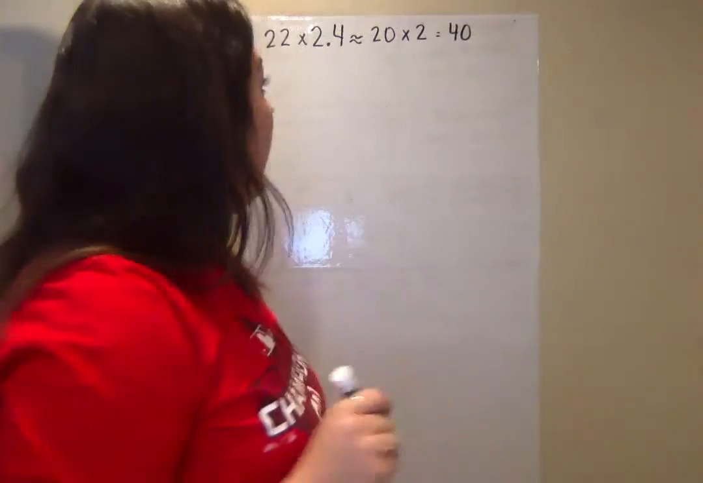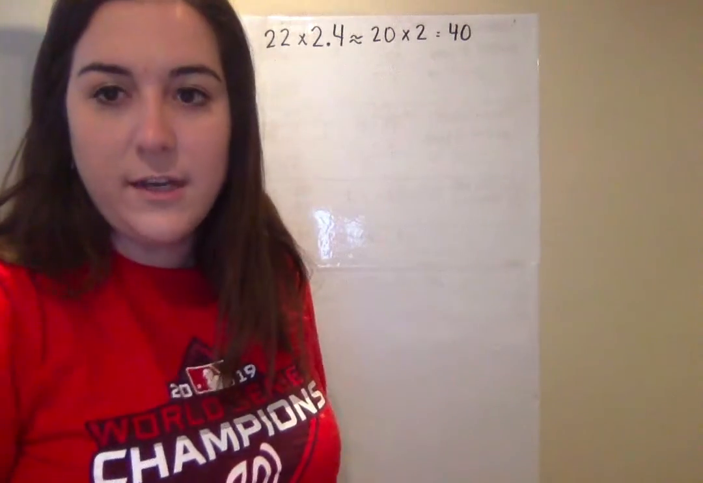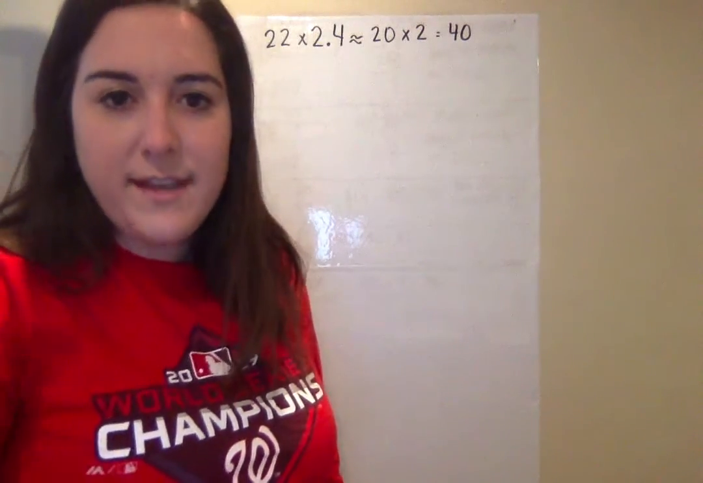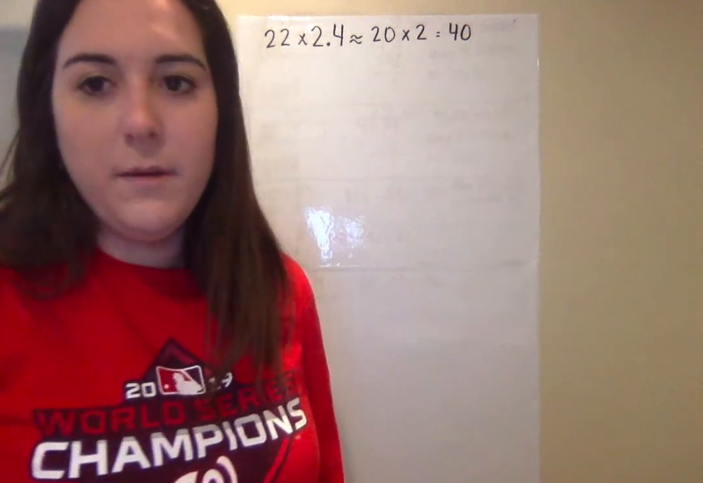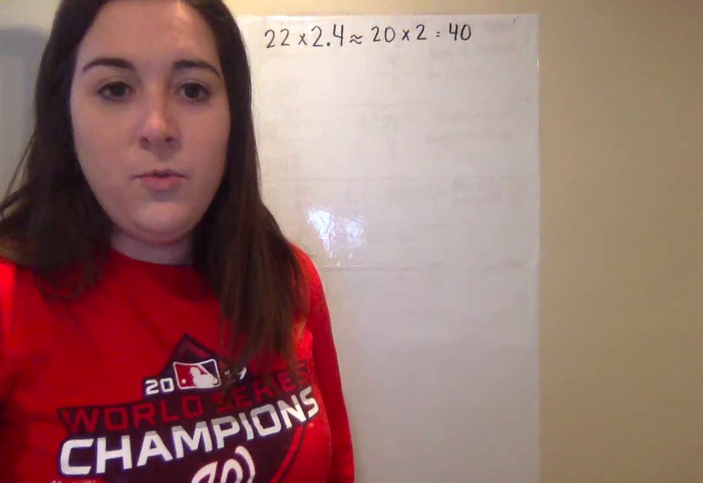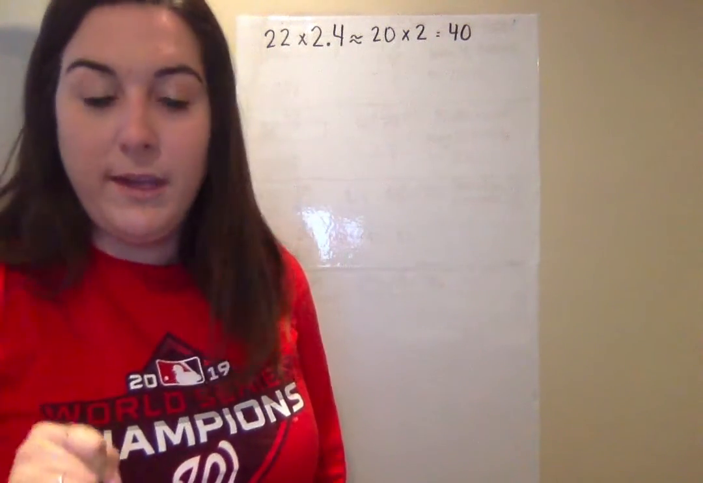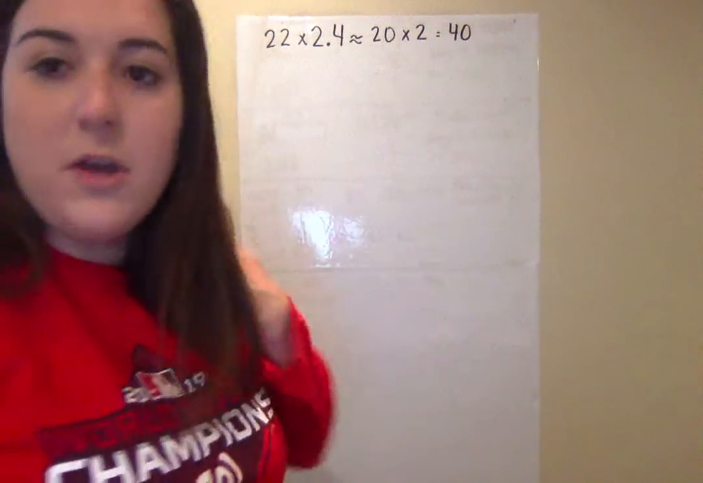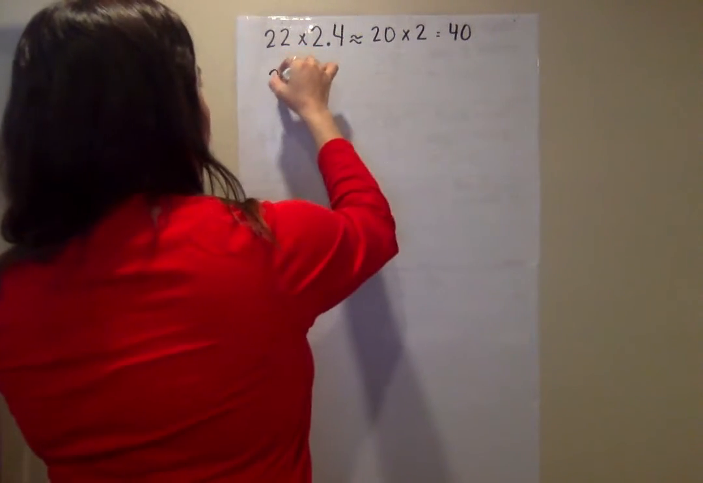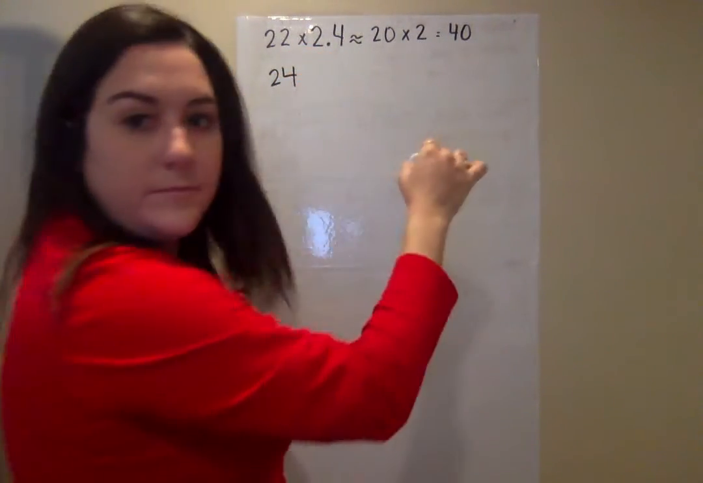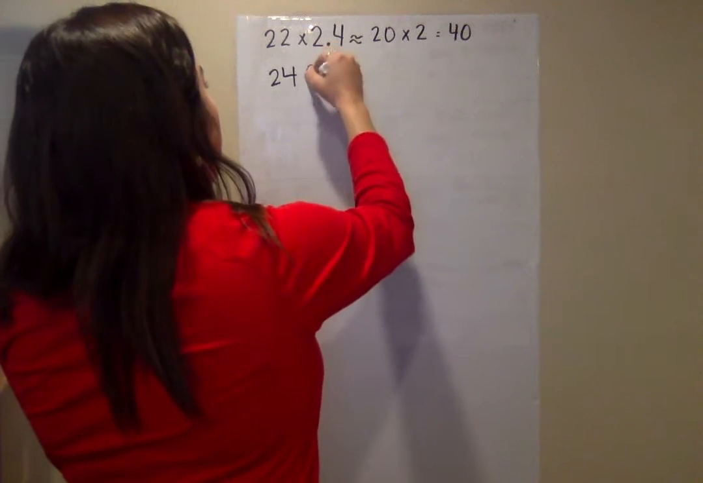Now we're going to solve this using the standard algorithm. The way that they have it set up on the side is where they don't include the decimal, because remember, when you are multiplying decimals, you line up the numbers. You don't line up the decimal like when we add and subtract. So that's why they wrote it like that, where it says 24 tenths times 22.